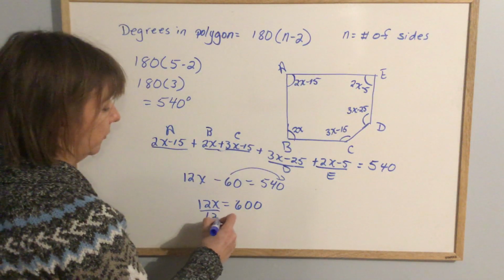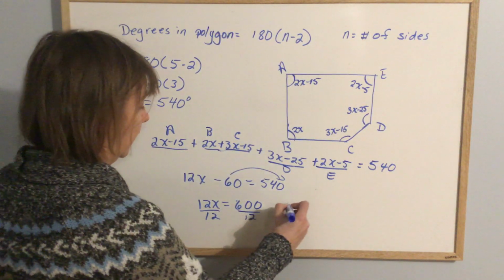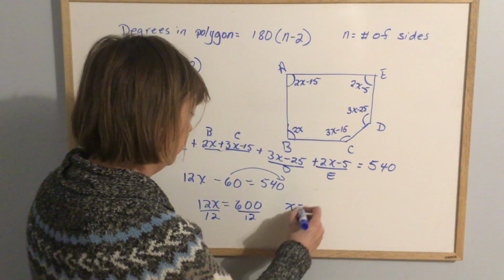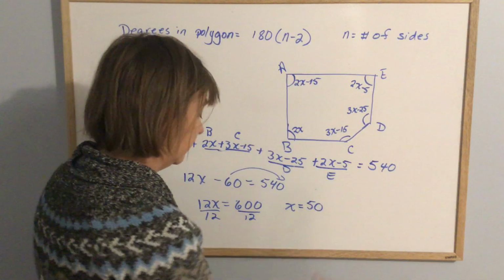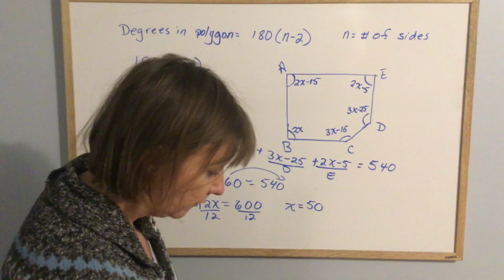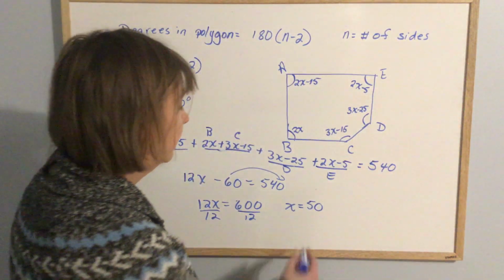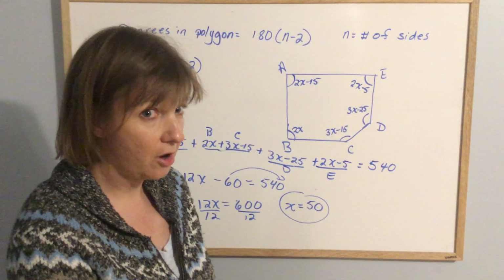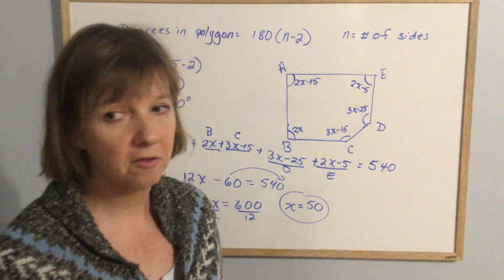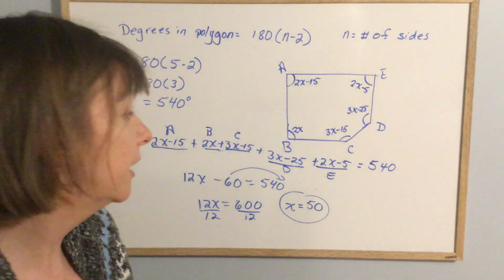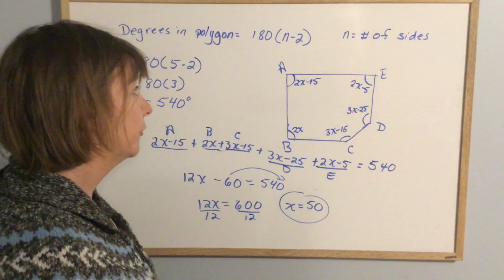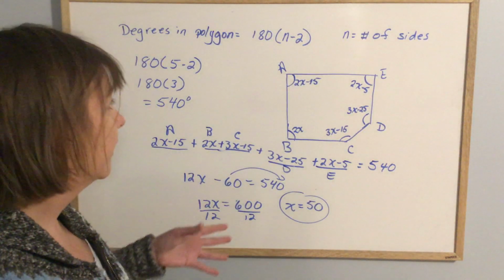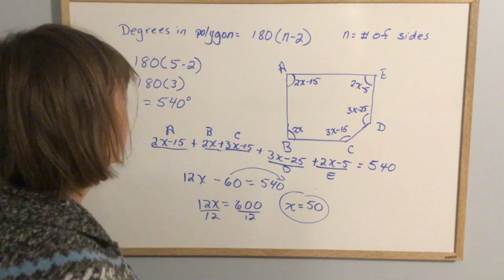I'm going to divide both sides by 12, and I'm going to get that x is 50. This is not your answer. Don't stop there. That's the mistake that I find people make, is they go, yeah, x is 50. Okay, that's great. That doesn't tell me what angle A, angle B, angle C, and angle D are.